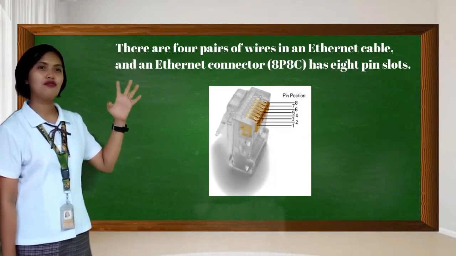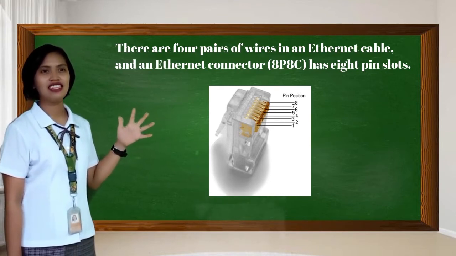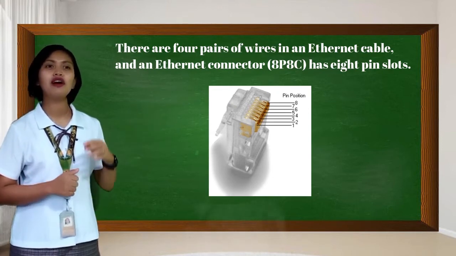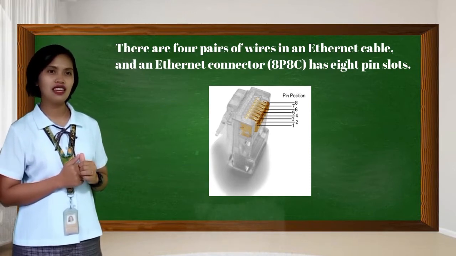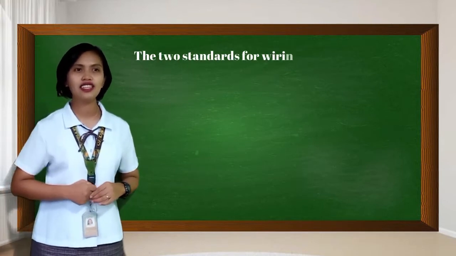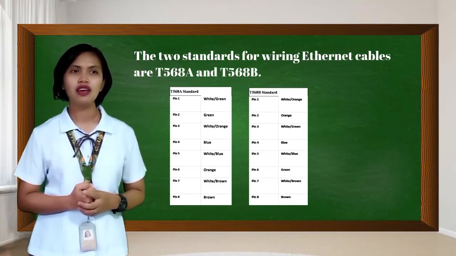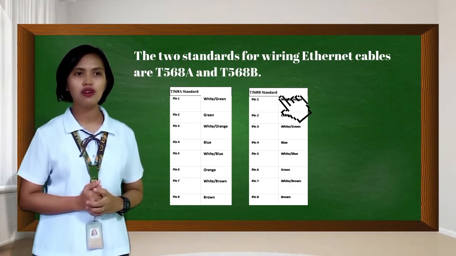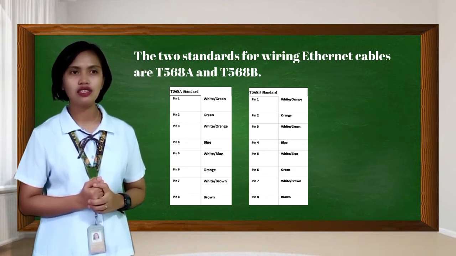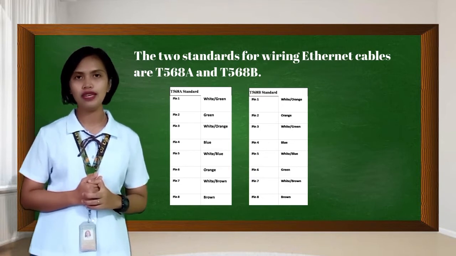There are 4 pairs of wires in an Ethernet cable, and an Ethernet connector has 8 pin slots. Each pin is identified by a number starting from left to right, with the clip facing away from you. The two standards for wiring Ethernet cable are T568A and T568B. T568B is the most common and is what we'll be using for our straight Ethernet cable. The tables below show the proper orientation of the colored wires to the pins.